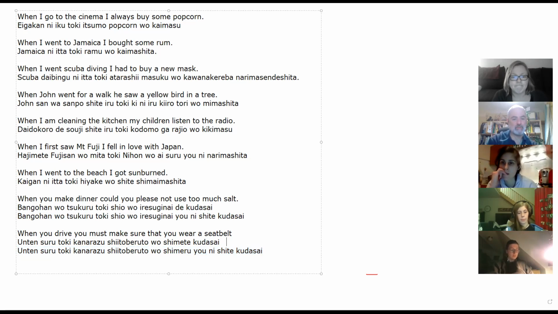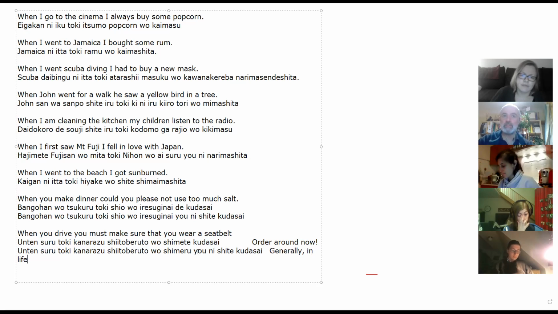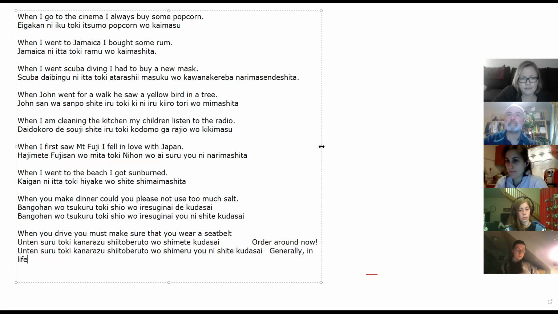So the difference between these two commands, guys, is that this one is an order around now. So this is like you're telling somebody to do this when they are about to go driving or they're actually in the car. So it's a very immediate kind of instruction. But this one here means generally, in life. When we use this yoni or don't use this yoni, that's the main difference between these.